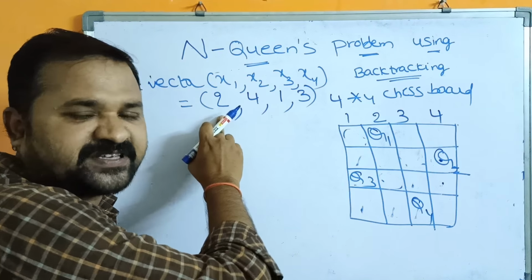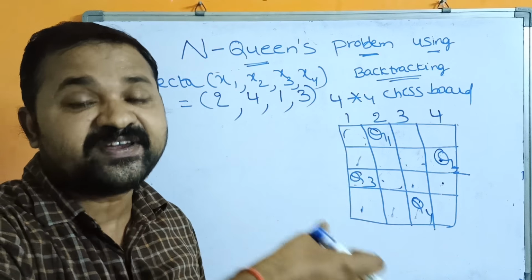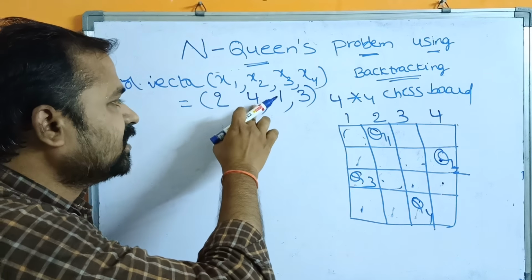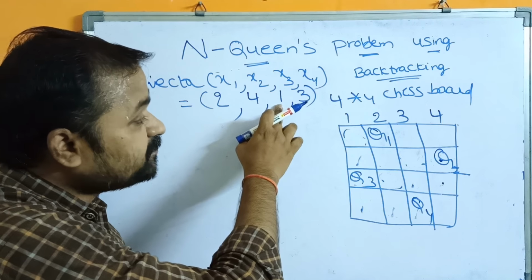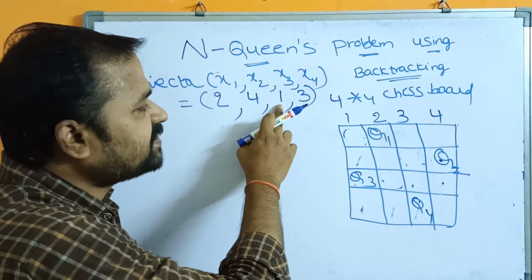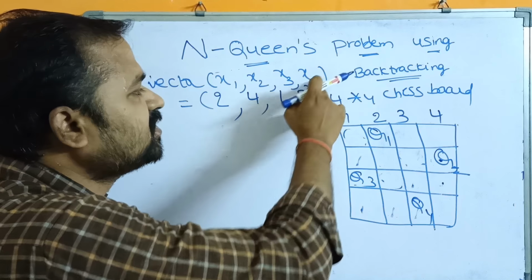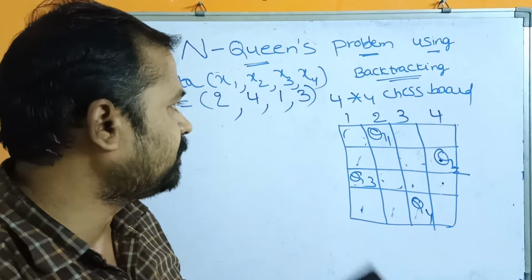Where 2 represents that the first queen is placed in the second column. 4 represents that the second queen is placed in the fourth column. 1 specifies that the third queen is placed in the first column. And 3 specifies that the fourth queen is placed in the third column.